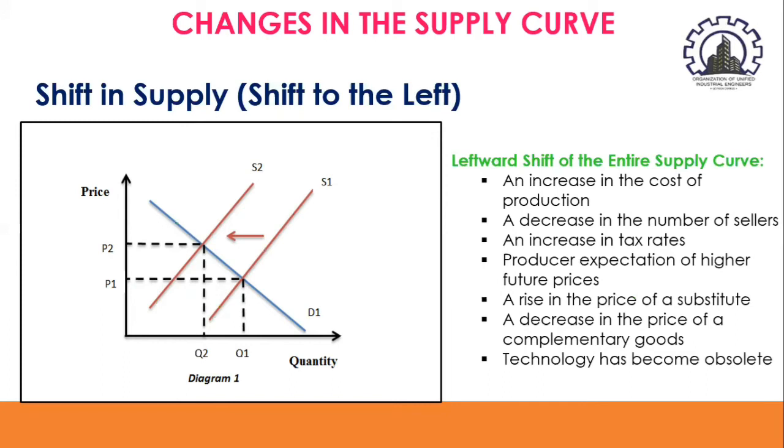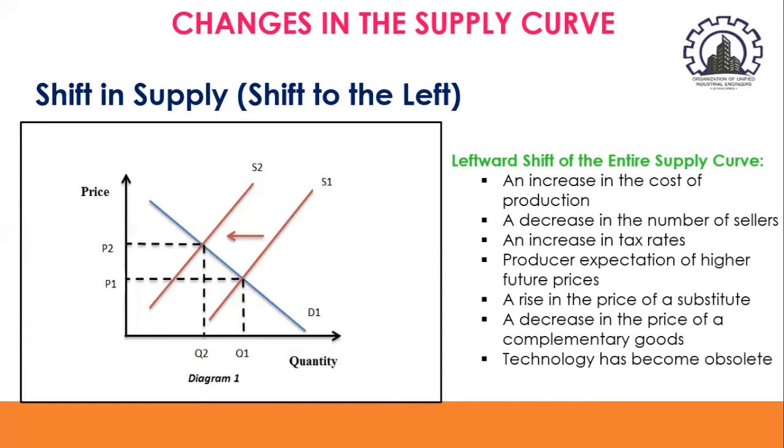As you can see, there are all in all three curves. The one diagonal line colored blue is our demand curve. Our first supply curve is supply sub 1, and the second supply curve is supply sub 2, colored in red. As you can see in our supply curves, there is an arrow in between them going to the left. That means our supply curve shifted to the left. So when can we say that our supply curve will shift to the left? If you notice in the right portion, you have the leftward shift of the entire supply curve. The things being listed are the reasons why your supply curve will shift to the left.